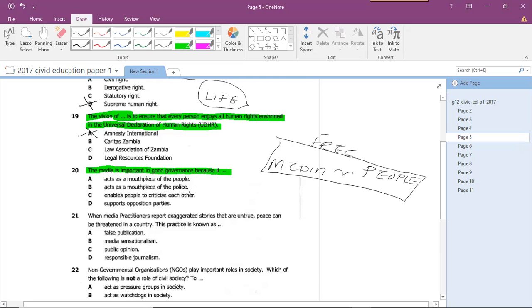Act as a mouthpiece of the police? No. Enables people to criticize each other? No, that's not the main importance. Supports opposition parties? No. The media is important in good governance because it acts as a mouthpiece of the people. And we're talking about characteristics of good governance, meaning here we're trying to maintain the rule of law and free and fair elections. So the media is a good source to allow people to express their views and opinions. And that's a good characteristic of good governance.